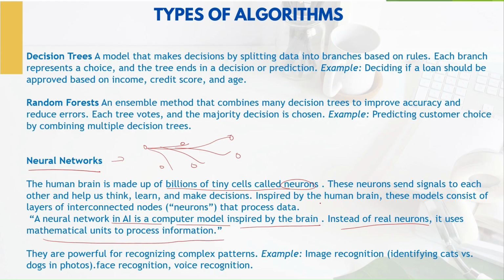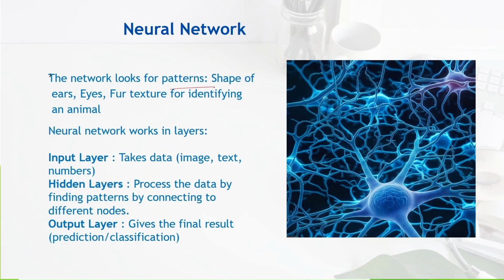For example, for image recognition, for voice recognition, and for face recognition, neural networks are used because they are powerful for recognizing complex patterns. Neural network looks for patterns. For example, if it has to identify an animal, then it will check the shape of the ears, the shape of eyes, the fur, and so on. And then based on these patterns, it will say, okay, this is a cat or this is a dog or whatever. Neural network basically works in three layers: input layer, hidden layer, and output layer.